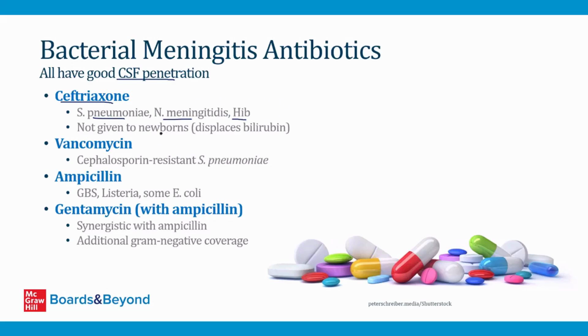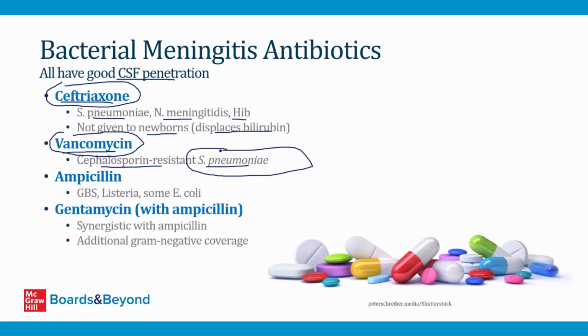Importantly, though, we don't give this drug to newborns with meningitis, and that's because it's very heavily protein-bound. It binds to albumin and displaces bilirubin. And in newborn babies, this raises the risk of kernicterus. Another bacterial meningitis antibiotic is vancomycin. It is good at covering strains of strep pneumo that are resistant to cephalosporins. So we often give ceftriaxone together with vancomycin, and this gives us better coverage of strep pneumo.